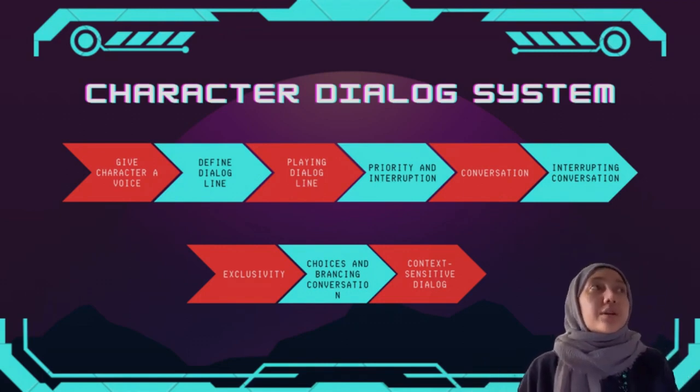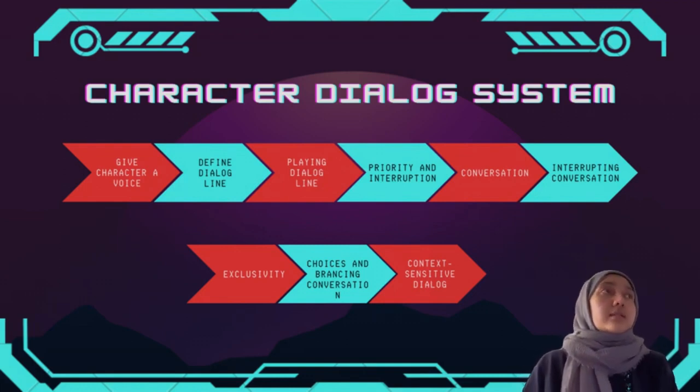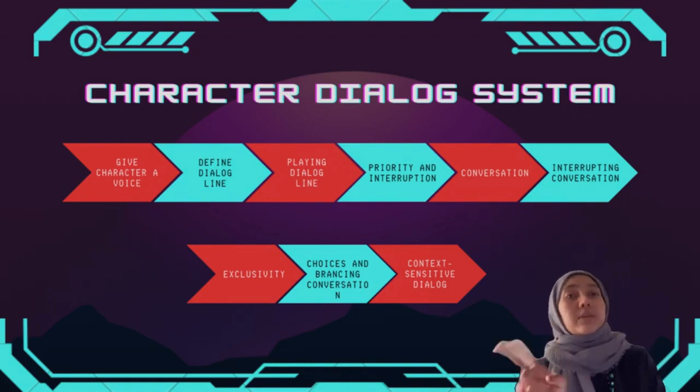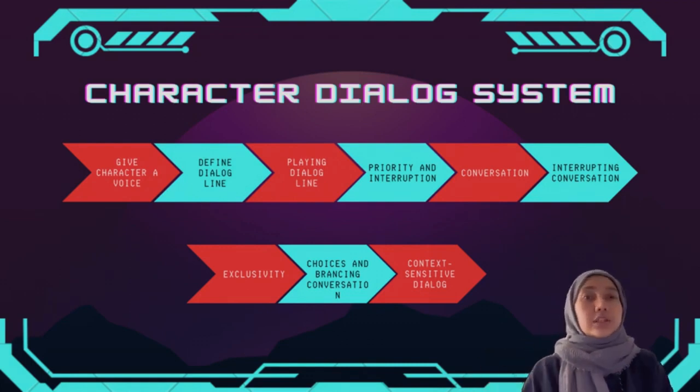The next one is choices and branching conversation. This is to provide one or more alternative dialogue lines. And the last one is context sensitive dialogue, to mark up a region with location text that consists of two types, which are specific tag and also general tag. So that is all from me.